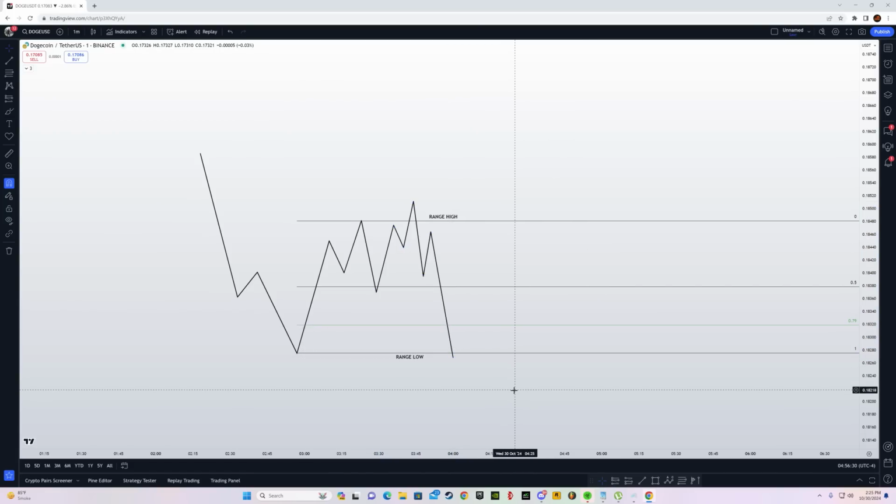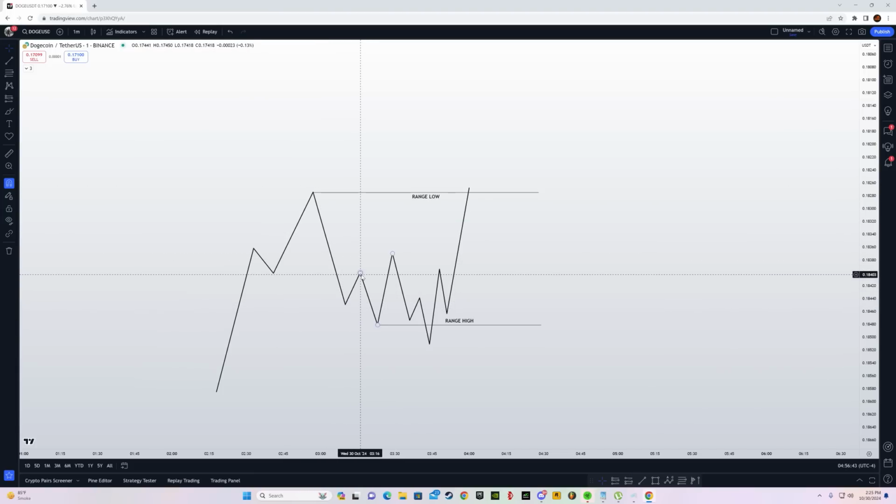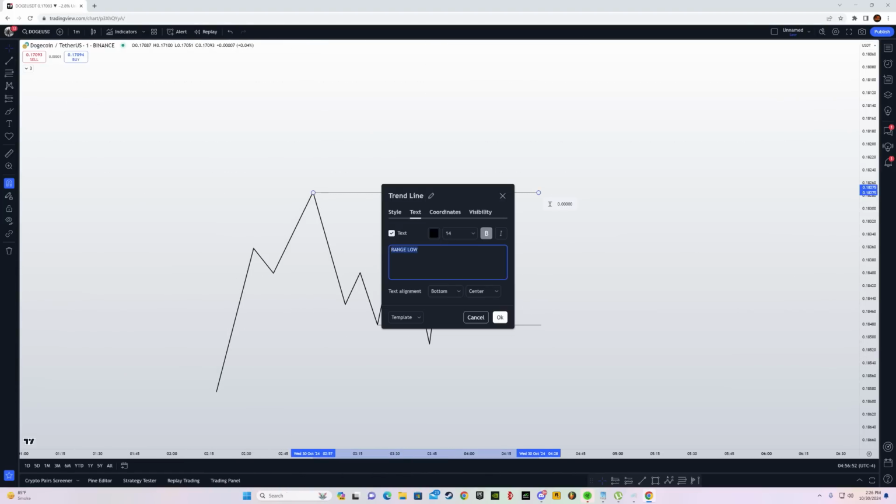So let's flip the chart over, and I'm going to show you. Let's assume that the range low is taken out first, right? And we push to the upside. The same rule applies. So we have a lower low, lower high, lower low, and then a market structure shift. Now we have the range high because we had a push to the upside in one direction with good volume. And let me just do this real quick so it's not confusing. This is our range high, and this is our range low.